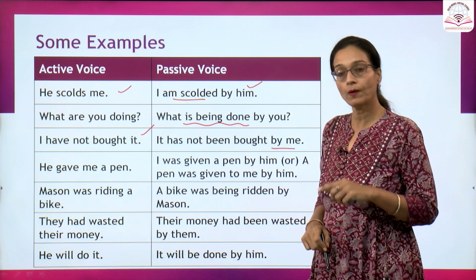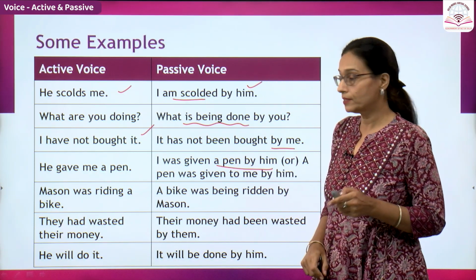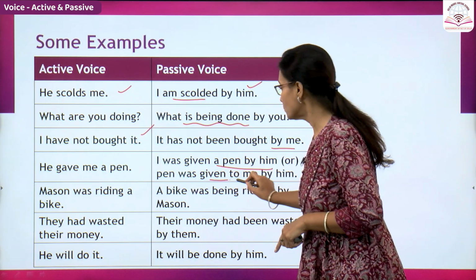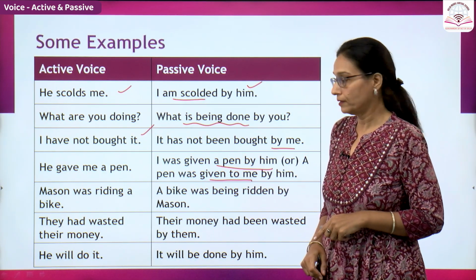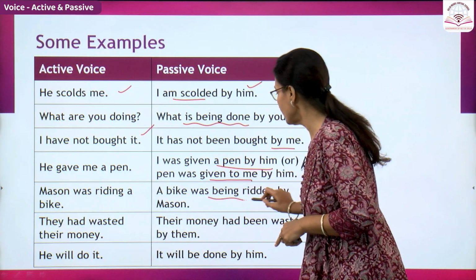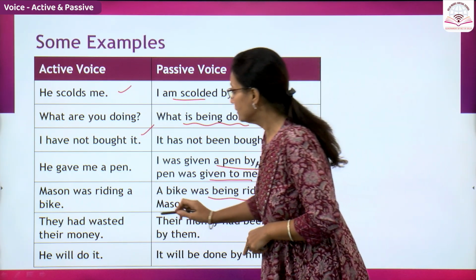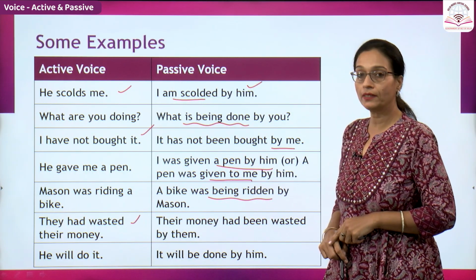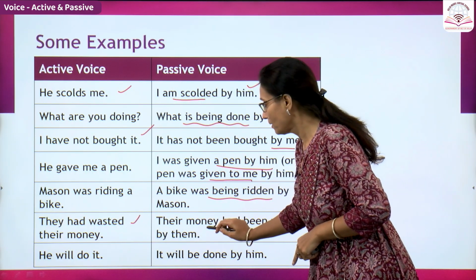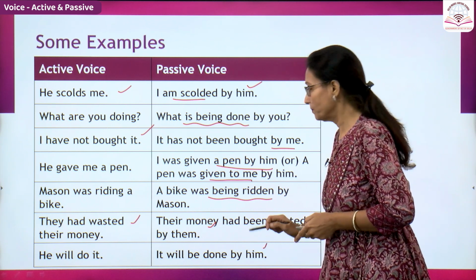He gave me a pen. I was given a pen by him, or we can say a pen was given to me by him. Mason was riding a bike. A bike was being ridden by Mason. Next sentence is, they had wasted their money. Their money had been wasted by them. He will do it. It will be done by him.